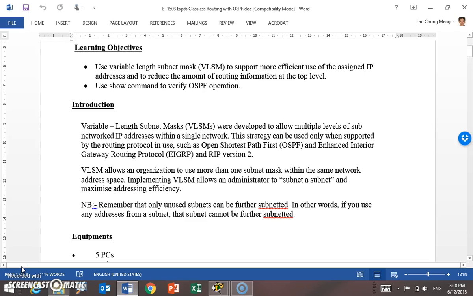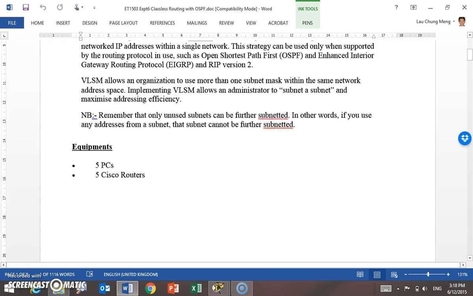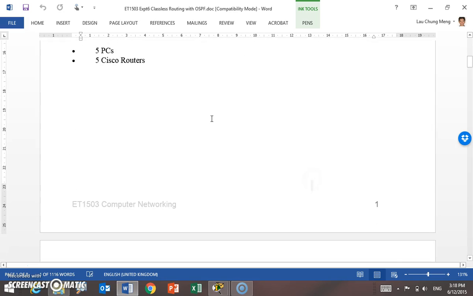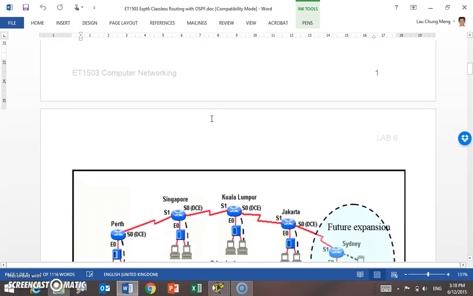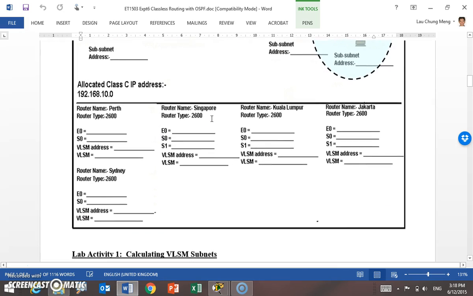This topic is actually quite important, especially VLSM. You are expected to know your VLSM, how to do subnetting, very well for this lab, for the lab test, and of course for the semestral exam. You should have done this in your first networking topic last semester, so let's do a revision.